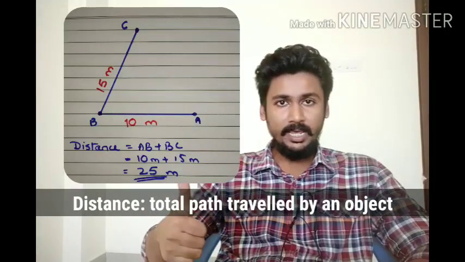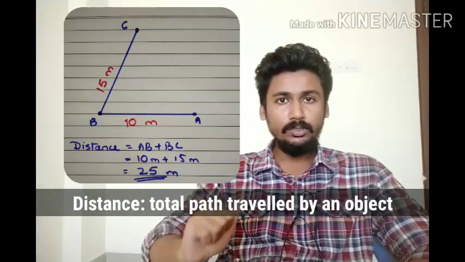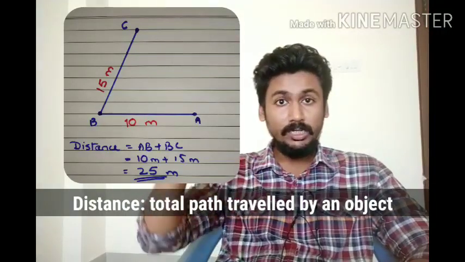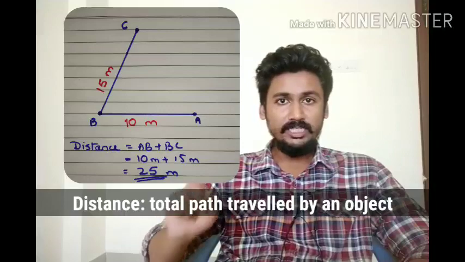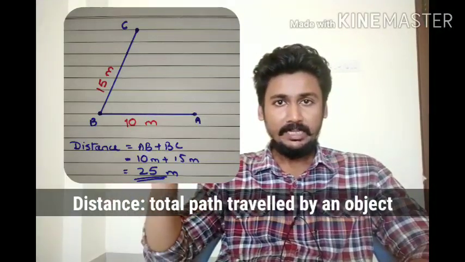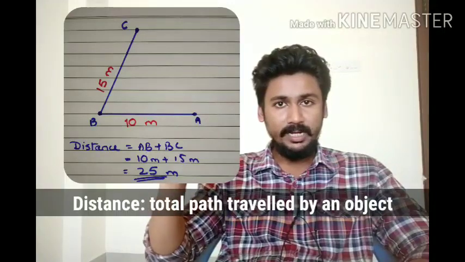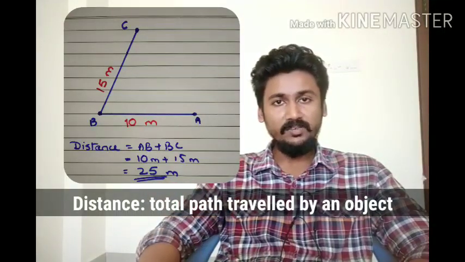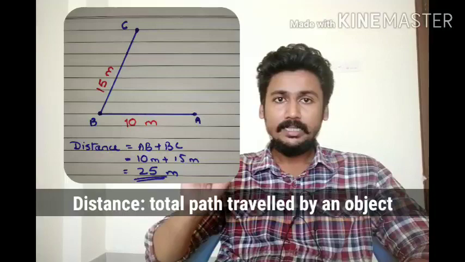Fine. So you started from A, went to B, and from B you went to C. So what is the total path that you have traveled? You will say 10 meters plus 15 meters. AB plus BC. So the total length will be 10 plus 15, which is 25 meters. This is called your distance. Very simple. So the total path length that is traveled by an object is called the distance.